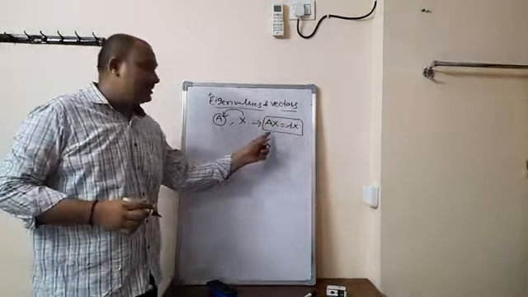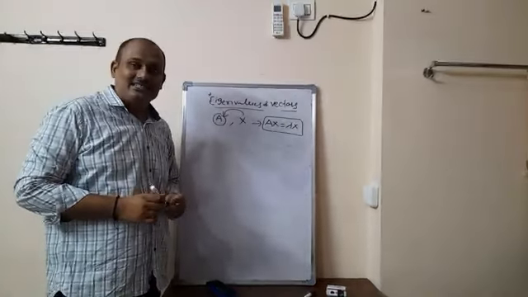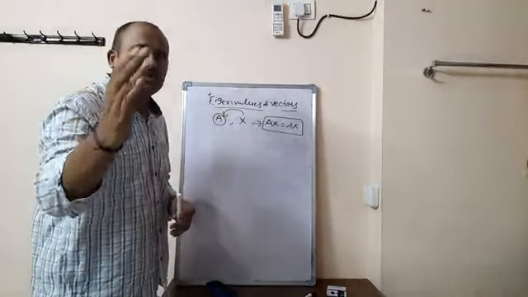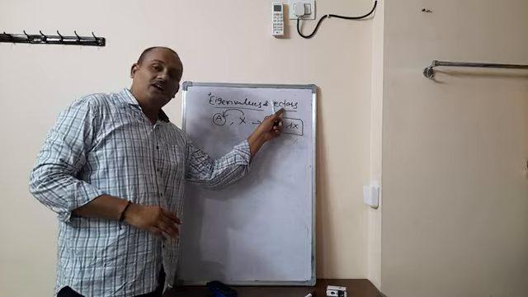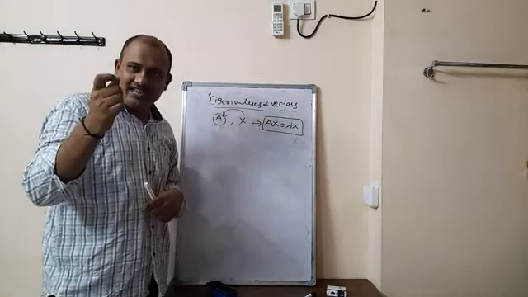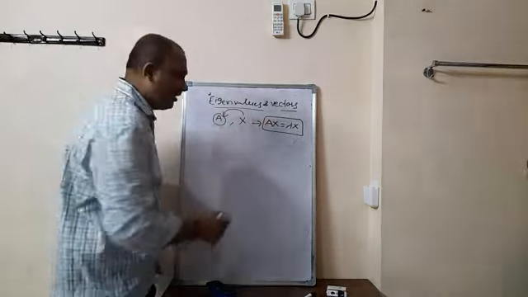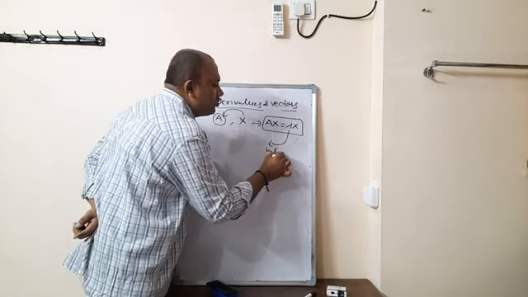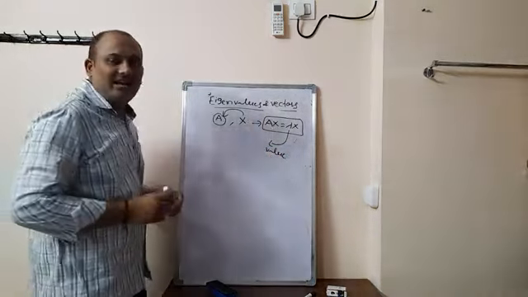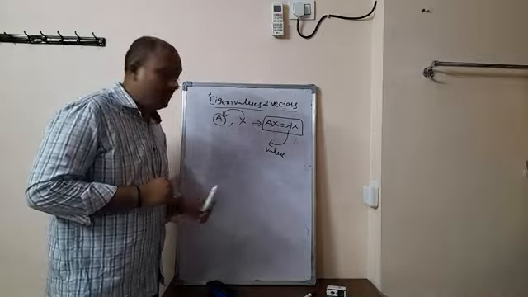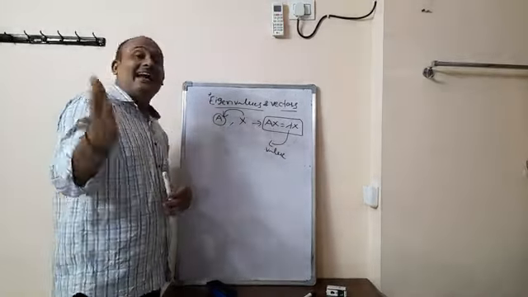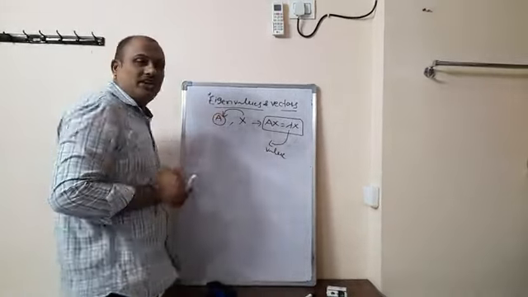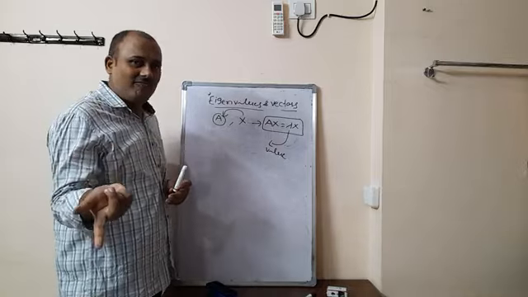If AX equals lambda X, then that X is called an eigenvector, and lambda is called an eigenvalue. Lambda is some constant. That lambda is called an eigenvalue. That is the definition of eigenvector and eigenvalue.